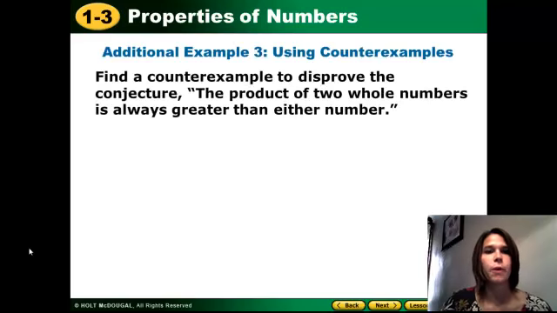So let's look at this problem. Find a counterexample to disprove the conjecture. The product of two whole numbers is always greater than either number. The product is a multiplication problem, and I want to know that when I multiply two numbers, it's always greater. Well, 2 times 3 is 6. I always use little numbers, but I think I have an example that might work.